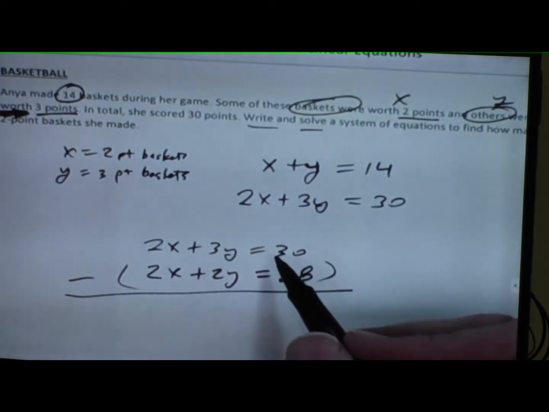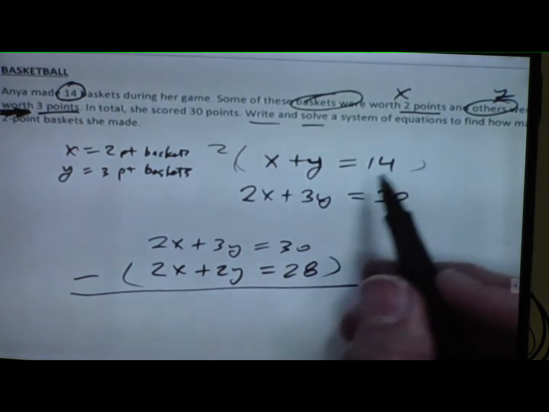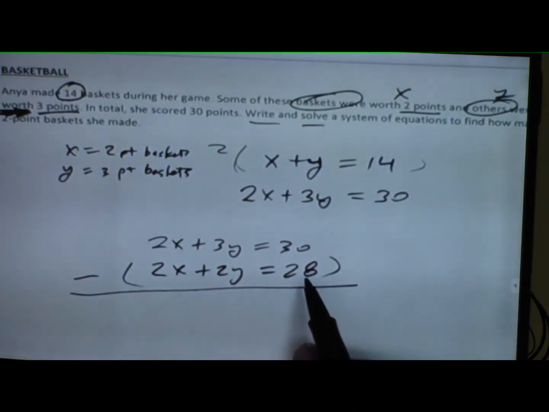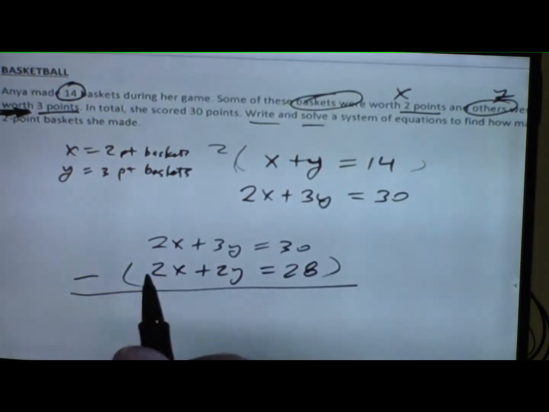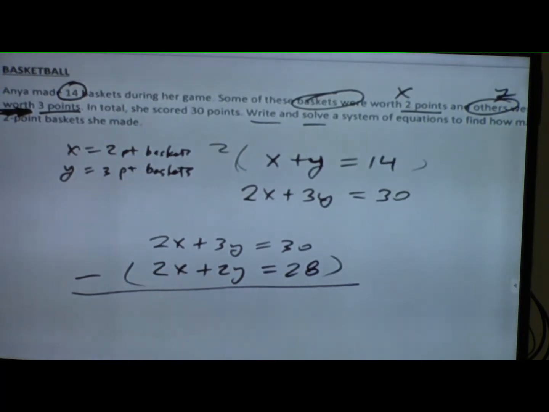I rewrote that one, and I took this one and multiplied by 2. So it gave me 2x plus 2y equals 28, because since I multiplied by 2, now I can subtract and get rid of the x's. This is that substitution method in section 6.2. So this is one of the things you want to be able to do. On the test, you're actually doing a lot of equations like that.